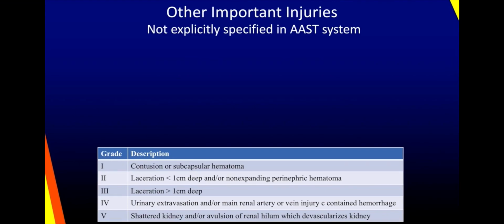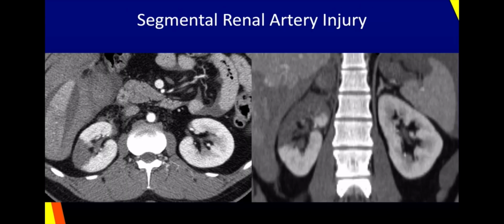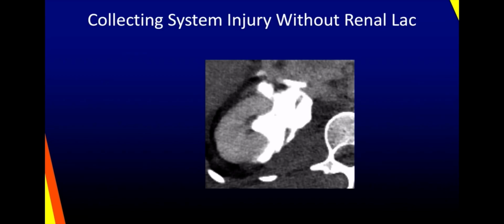Now, there are other important injuries that are not explicitly specified in the AAST system. These include main renal artery traumatic thrombosis, which can lead to renal infarction, segmental renal artery injury leading to segmental infarctions, pseudoaneurysms as shown here or arteriovenous fistulas, and collecting system injuries without a renal laceration.